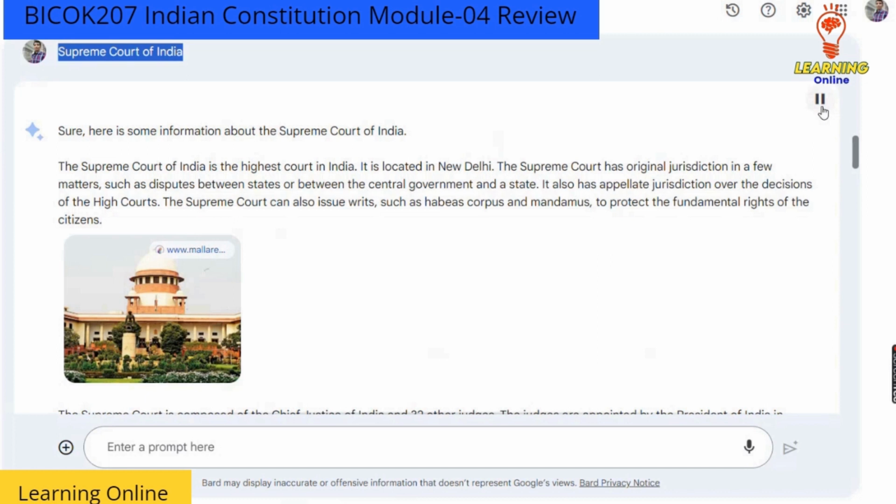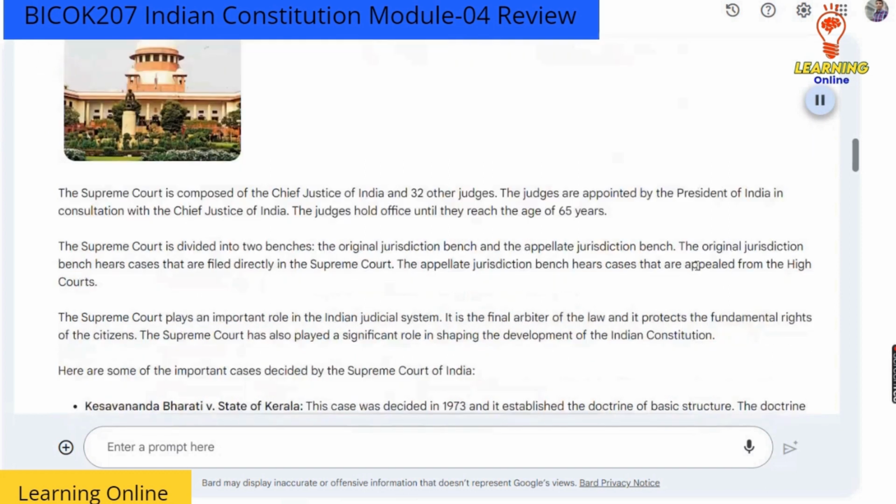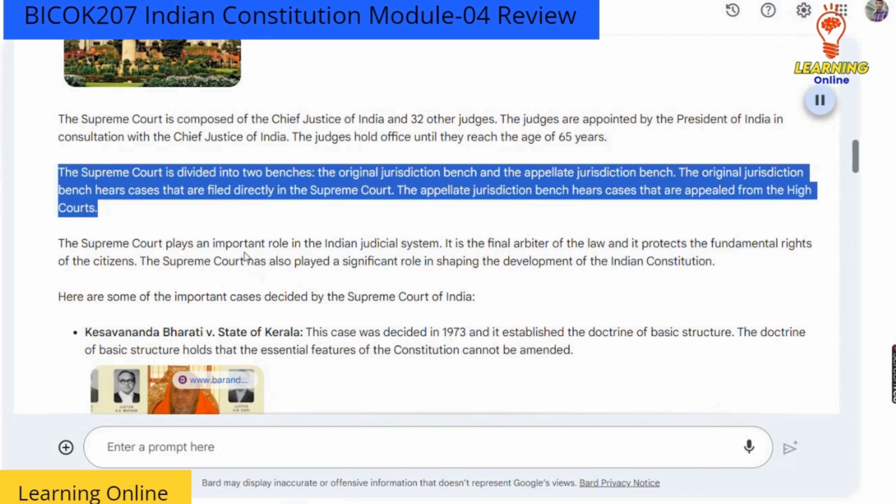The Supreme Court is composed of the Chief Justice of India and 32 other judges. The judges are appointed by the President of India in consultation with the Chief Justice of India. The judges hold office until they reach the age of 65 years. The Supreme Court is divided into two benches, the original jurisdiction bench and the appellate jurisdiction bench. The original jurisdiction bench hears cases that are filed directly in the Supreme Court. The appellate jurisdiction bench hears cases that are appealed from the high courts.